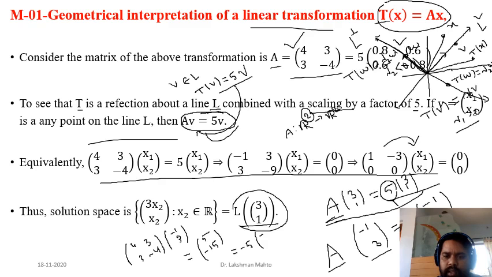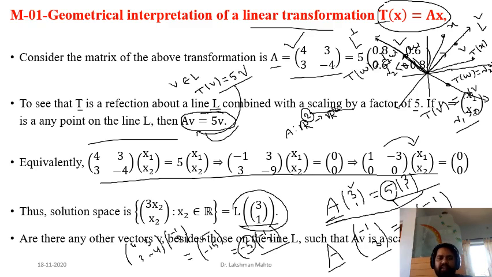minus 1 3. Okay, so what you can easily observe is that if you apply the matrix over minus 1 3, there is no change in direction, it is just a scalar multiple of minus 1 3. So that's where minus 5 is another eigenvalue, and minus 1 3 is another eigenvector. One eigenvector is 3 1, another eigenvector is minus 1 3. So that is the concept of geometrical visualization of eigenvalue and eigenvector.